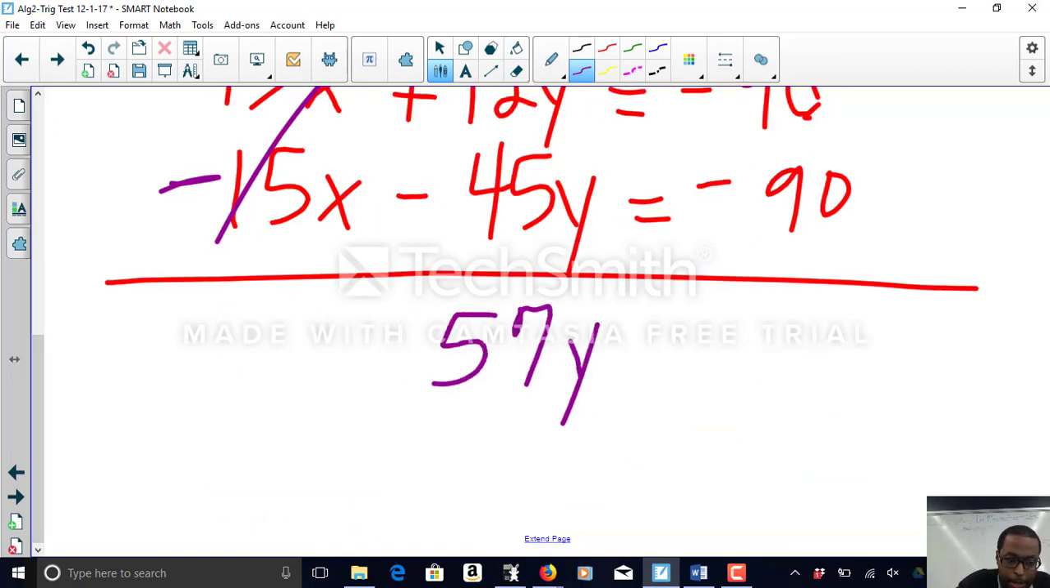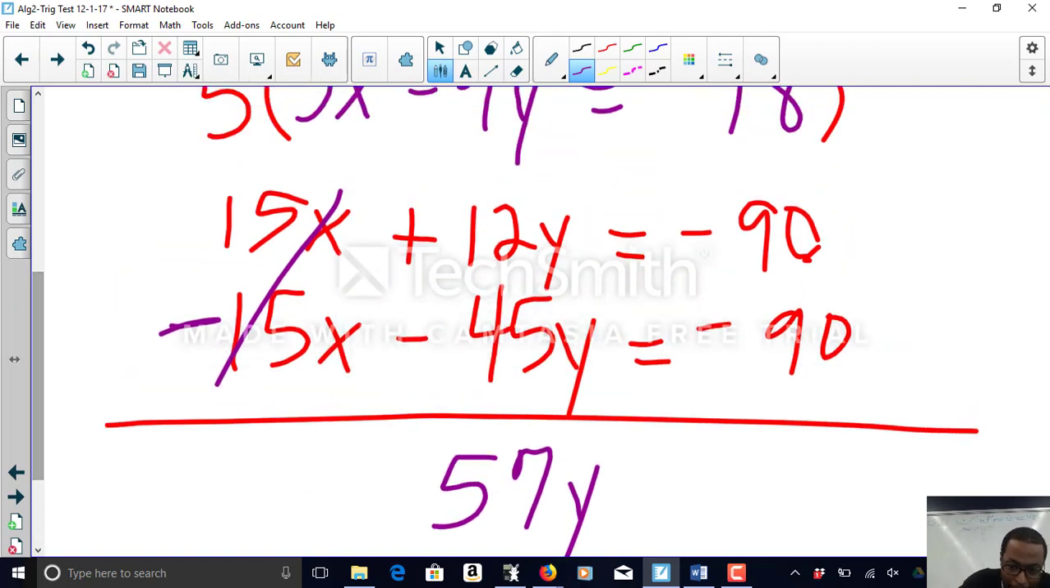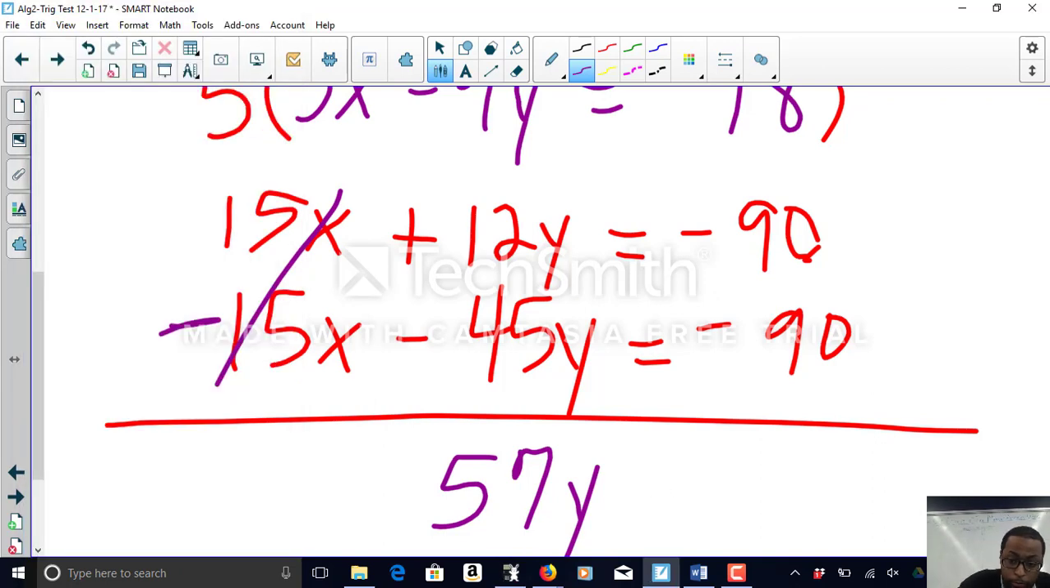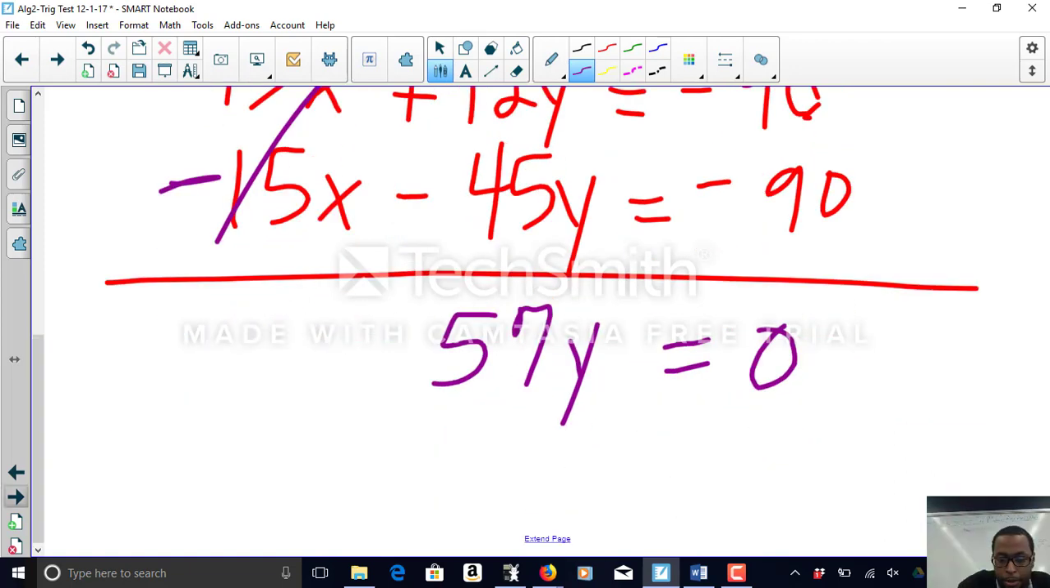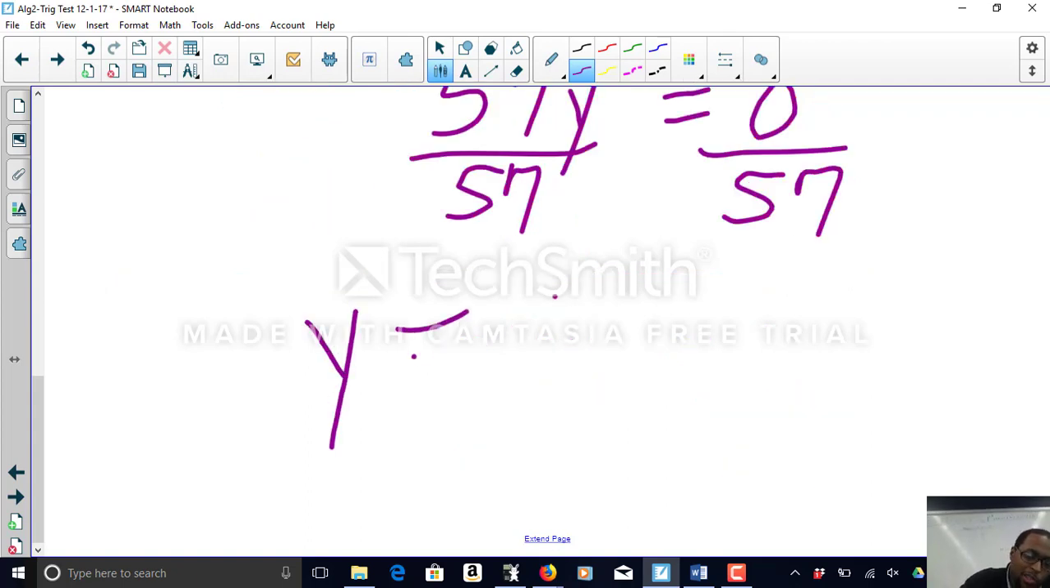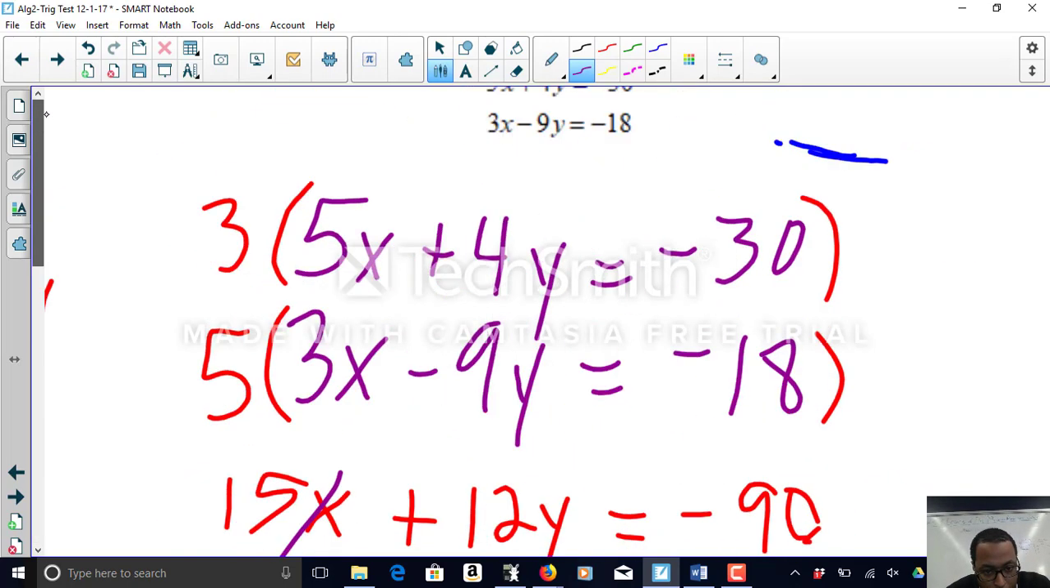And I'm going to do the same thing up top. 90 minus negative 90. So I'm going to type in negative 90 minus negative 90, and I'm going to get 0. Don't look alarmed. It's possible, okay? I'm going to divide each side by 57, and I'm going to discover that y equals 0. Okay? I've only solved for y.